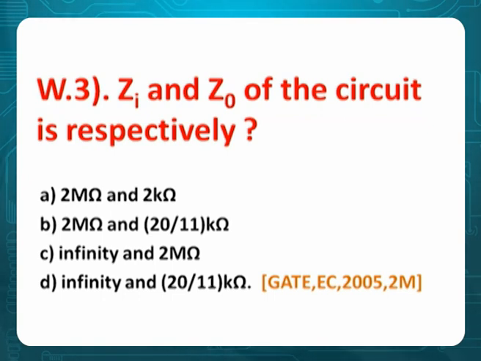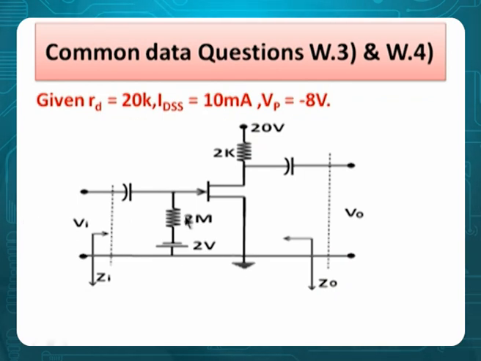The first problem on the circuit is to calculate Zi and Zo of the circuit respectively. Generally, the internal input impedance of the FET is infinity. Infinity parallel with anything is the same thing. Therefore, he gave 2 mega parallel infinity, which is 2 mega. Therefore, the option is 2 mega. Then what happens to the supply? The DC supply will act as a short circuit, and that short circuit is grounded. Therefore, it is infinity parallel 2 mega, which is 2 mega.